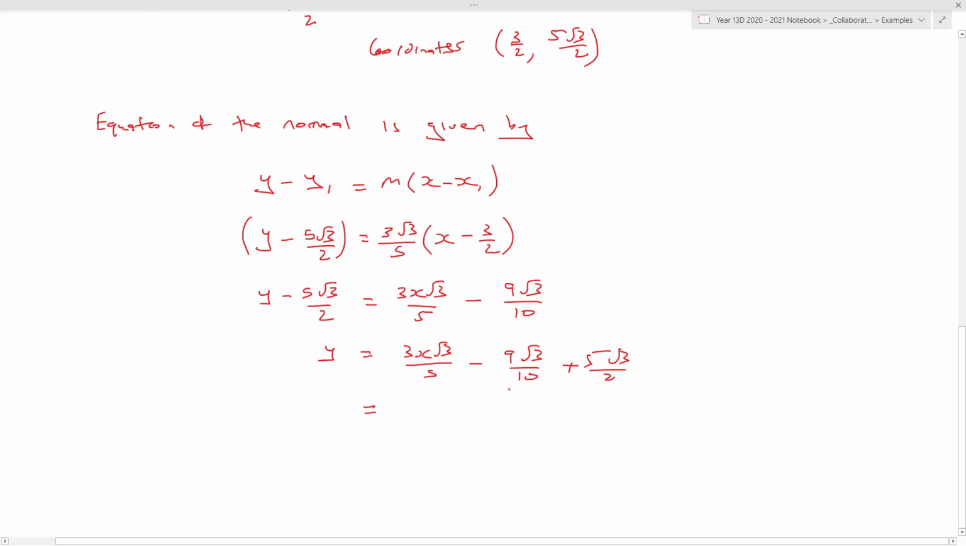So that's equal to, if we put everything over 10, make it a lot easier. So this one's going to be multiplied by 2. Gives us 6x root 3 over 5, minus, that's already over 10, plus, got to multiply numerator and denominator by 5, so you get 25 root 3 over 10. Ooh, why have I left that over 5? That should be over 10. I'll just change that quickly.